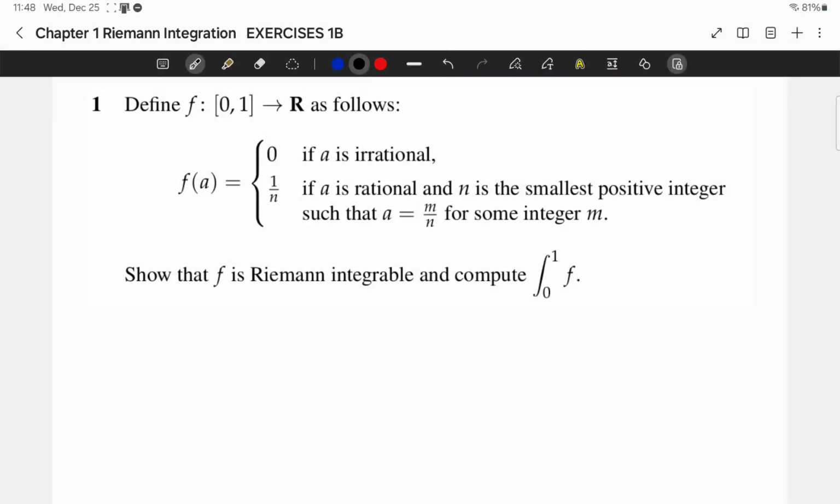Integration and linear analysis class. So today we will check solutions to some of exercise 6 in section 1p of the textbook we are using.